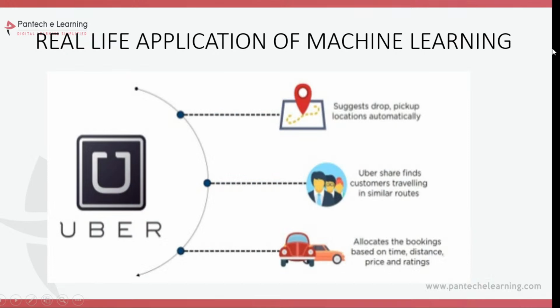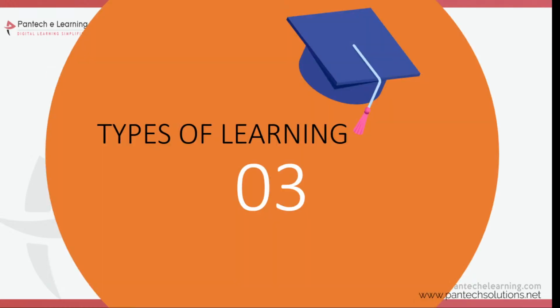Next, in Uber, it will suggest drop and pickup locations automatically. And Uber Share finds customers traveling in similar routes, and it allocates the bookings based on time, distance, price and ratings. Moving on to the next slide, here comes types of learning system.